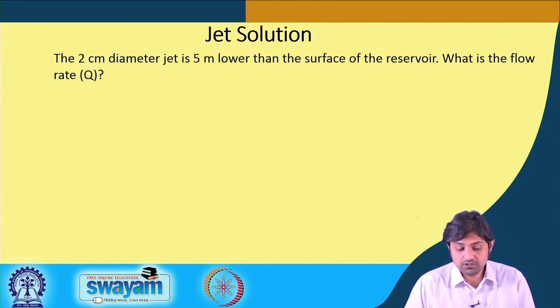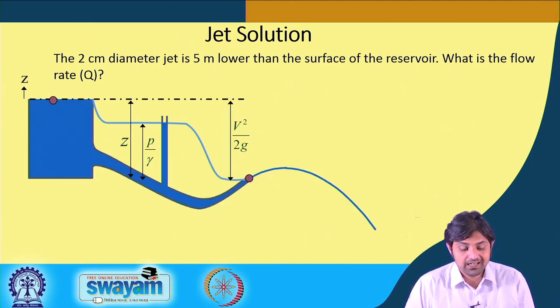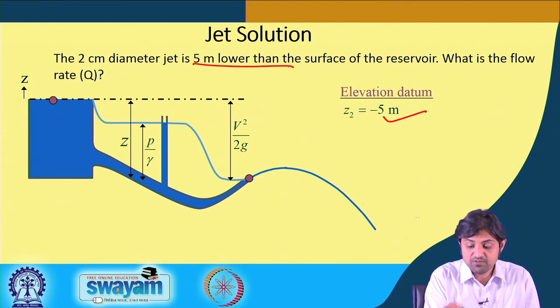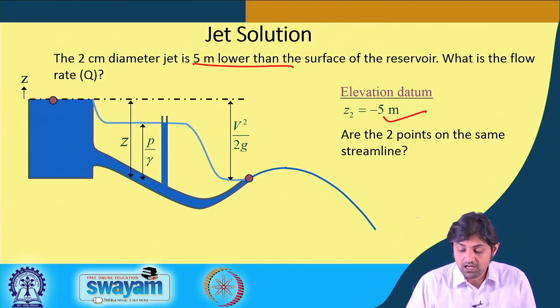So the jet solution. Again coming back to the question, the 2 centimeter diameter jet is 5 meter lower than the surface of the reservoir. What is the flow rate Q? Again drawing the same figure, this is the elevation datum. Therefore Z2 is 5 meter below, that is what it says, 5 meter lower. Are the 2 points on the streamline?